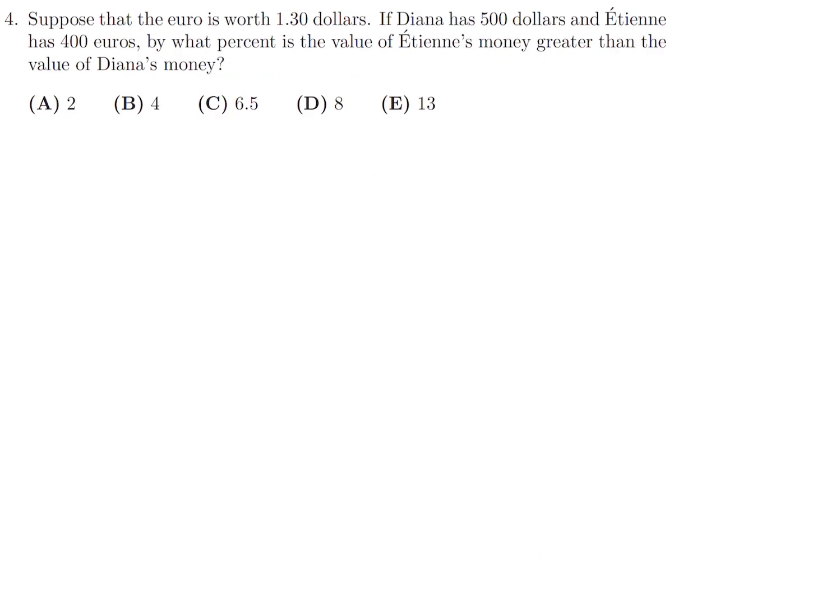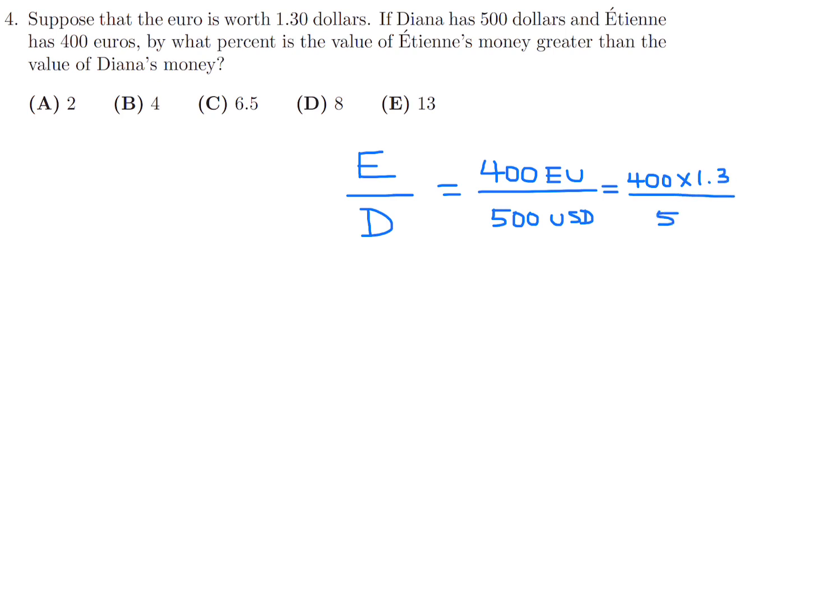Suppose that the euro is worth $1.3. If Diana had $500 and Étienne had 400 euros, by what percent is the value of Étienne's money greater than the value of Diana's money? Well, we want Étienne over Diana, the ratio, and that is 400 euros over 500 US dollars. And 400, therefore, you multiply by 1.3, and this stays 500. We're just going to do a dollar-to-dollar comparison.